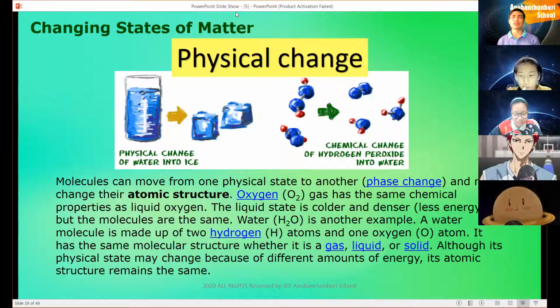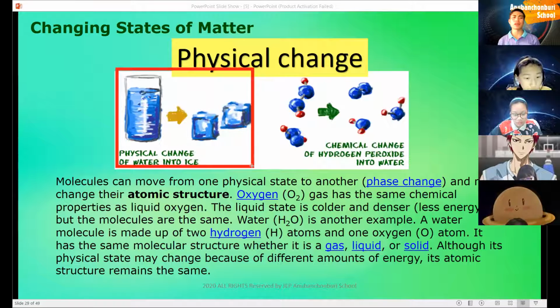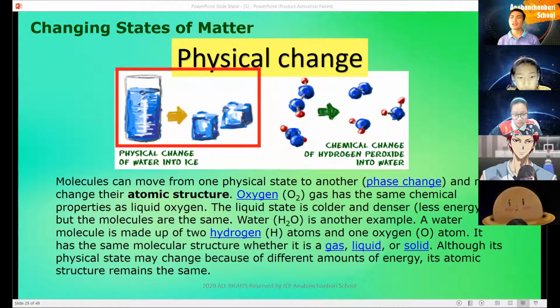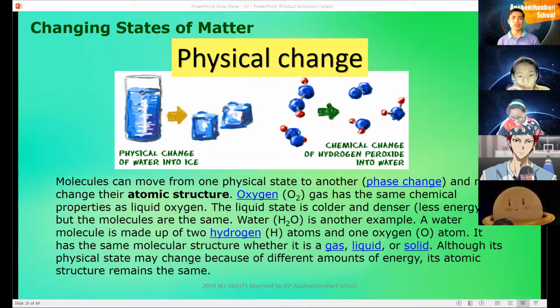So the first example here is this physical change. Somebody explain to me what you can see in this picture inside the box. Paradi, can you explain what is happening here in this red box? I think it's freezing. Yeah. What happened to the water? It becomes ice. Okay, so that is a physical change. The water becomes ice. It is the same thing. It is still water.